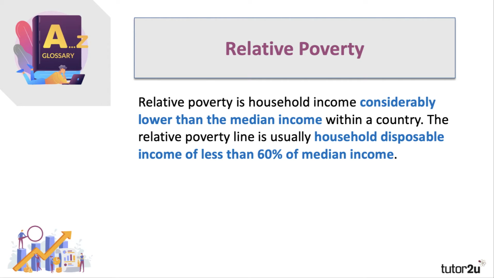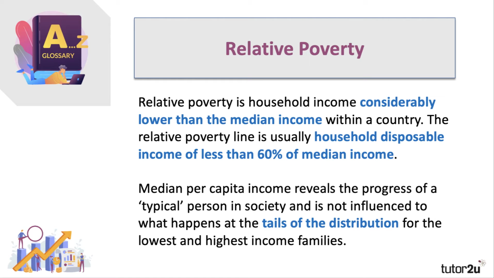Relative poverty is somebody's income that is considerably lower than the median income within a country. And the relative poverty line is usually household disposable income after tax and benefits, of less than 60% of median income. Now, why do we use median?